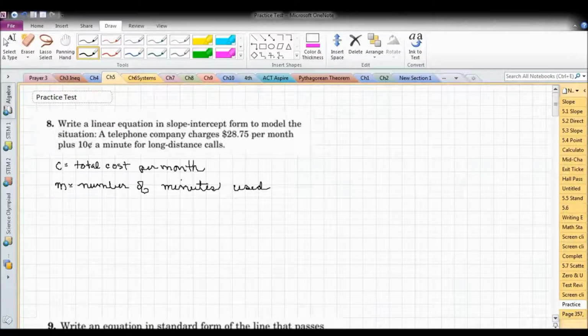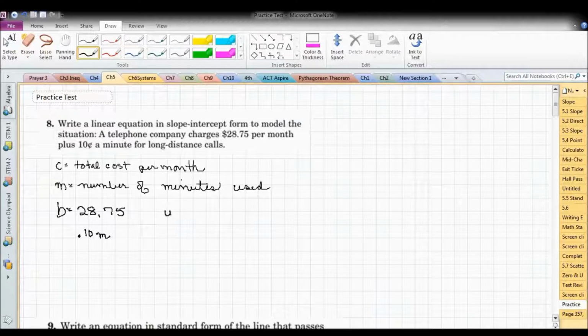In this problem, we need to declare our variables. C is equal to the total cost per month, and M is equal to the number of minutes used. We know that our y-intercept is going to be $28.75 because we're going to pay that every month no matter how many minutes we use. And then we're going to pay 10 cents a minute. So we could just write our equation.